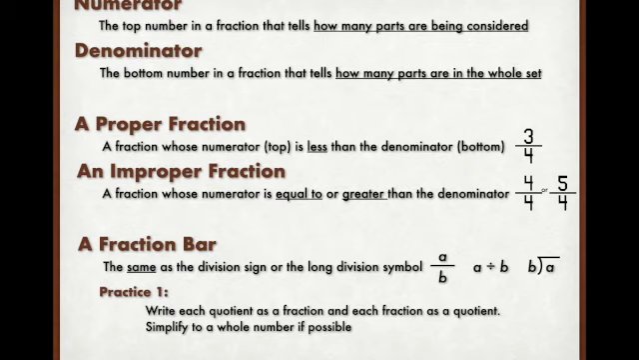So here's a little practice. Write each quotient as a fraction and each fraction as a quotient. Okay, and then try and simplify, try and get the answer. So this would be written the same as 2/5.